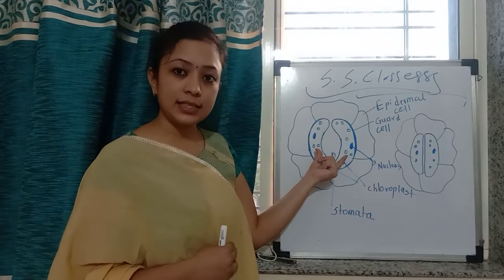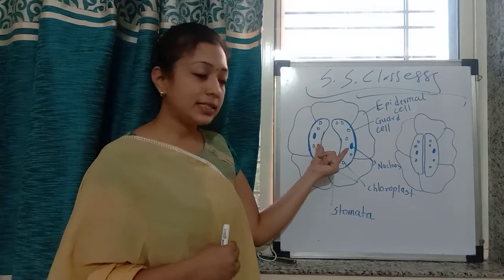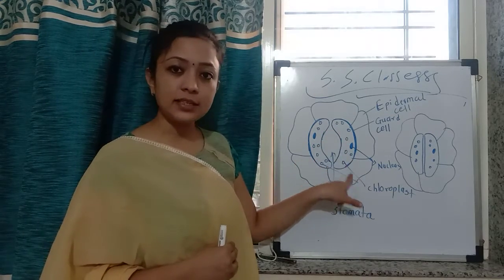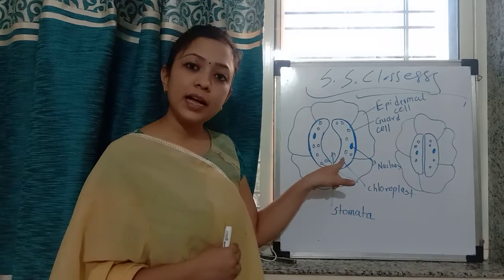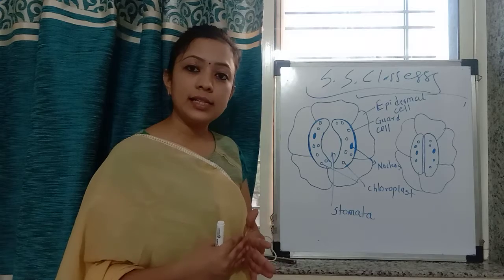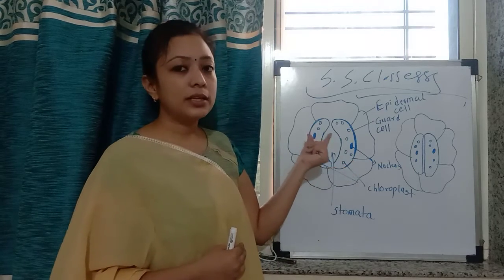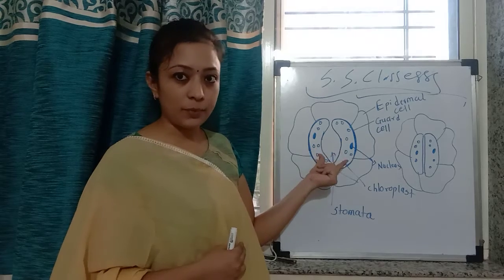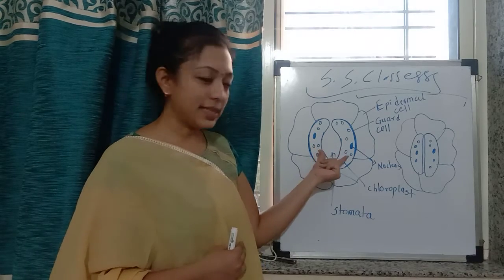Now what does the guard cell consist of? Guard cells contain the nucleus and these many circles, that is the chloroplasts. Apart from that, what does the normal cell consist of? The cytoplasm, organelles, so everything is there, but the shape of this plant cell, that is this guard cell, is the kidney shape, or we can say the bean shaped cells.